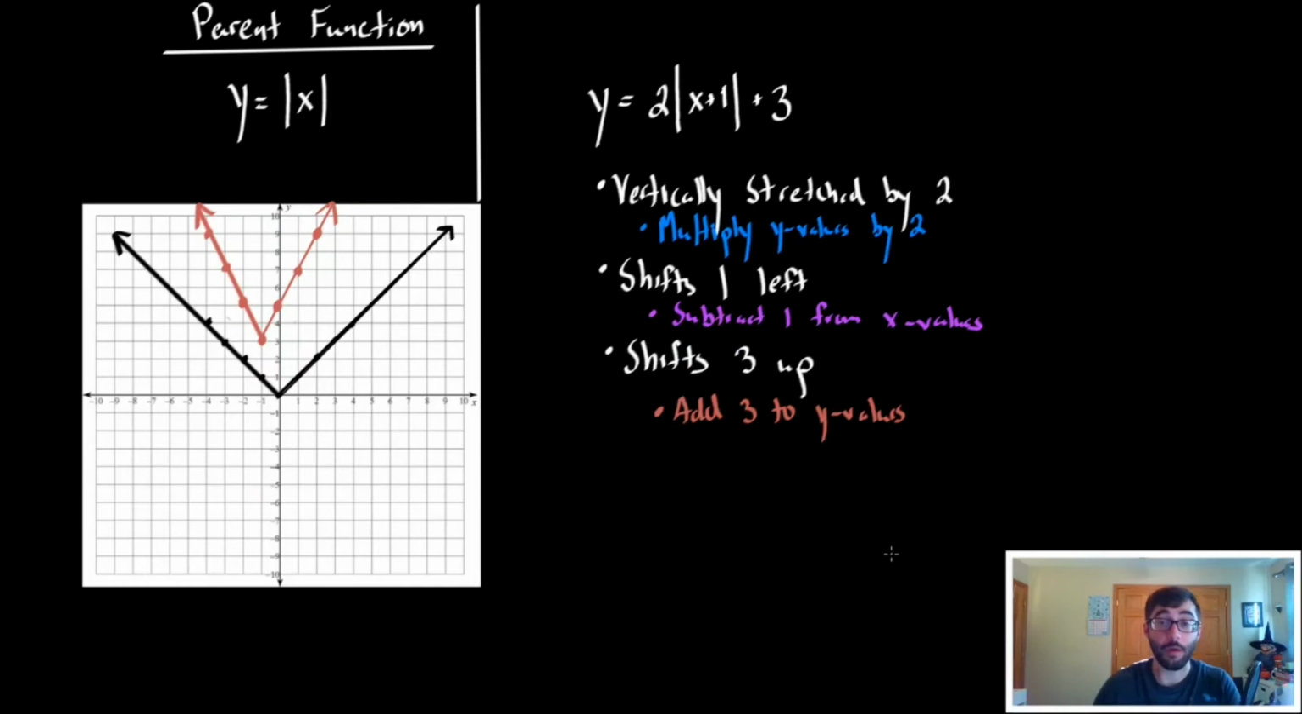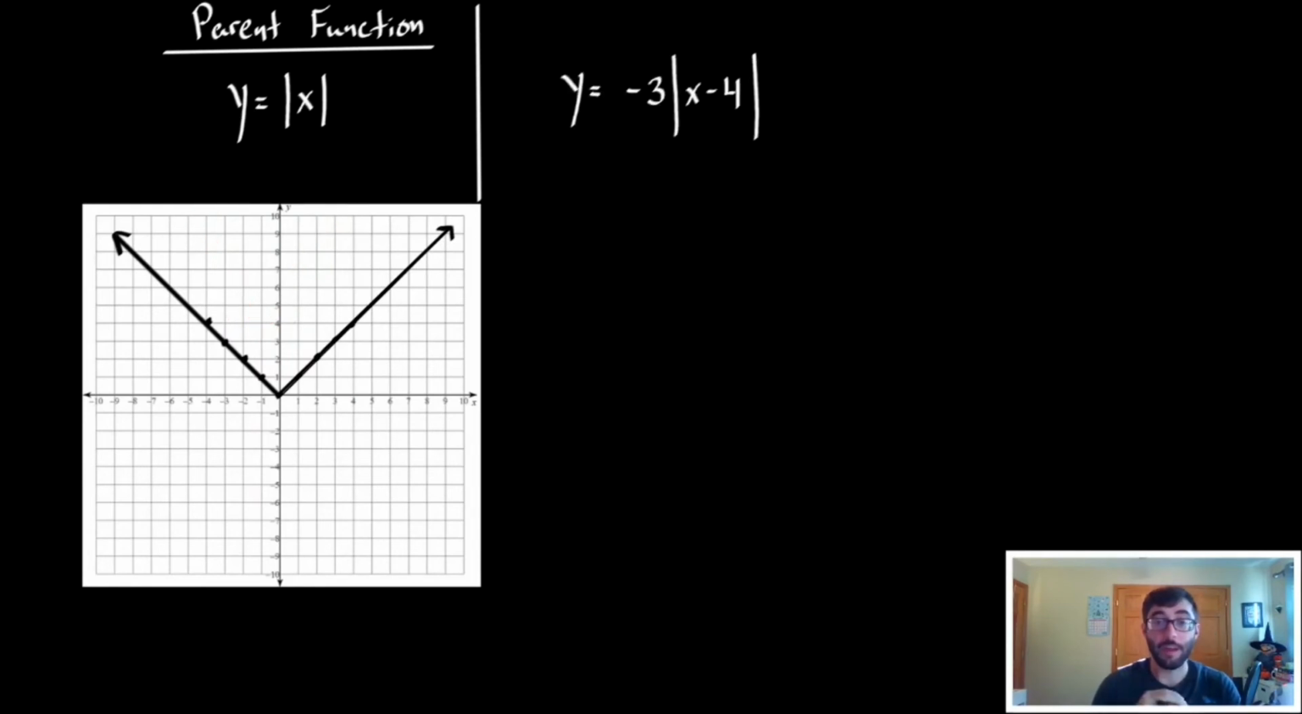So that is how we apply a vertical stretch. I want to cover just one more problem, and this will have a reflection over the x-axis in it. I want to show you guys how we can do that. So we have a new function here, and I see 3 differences.